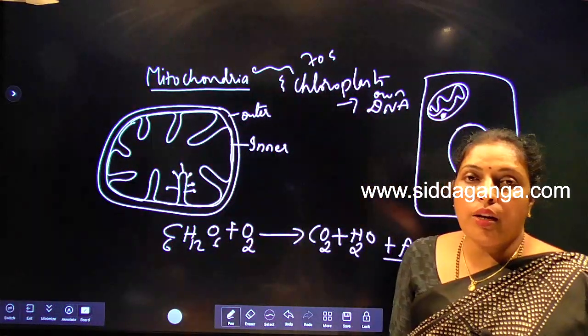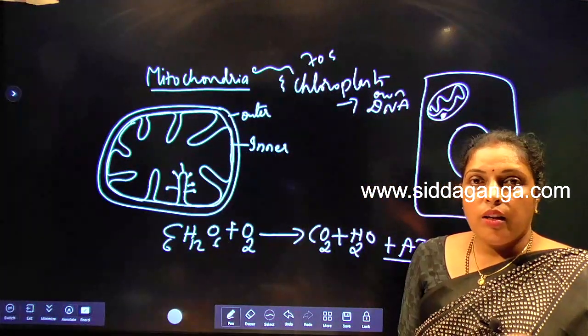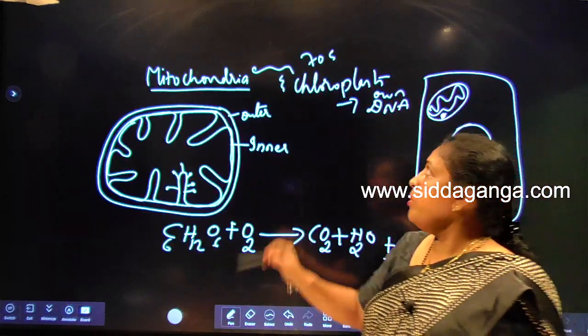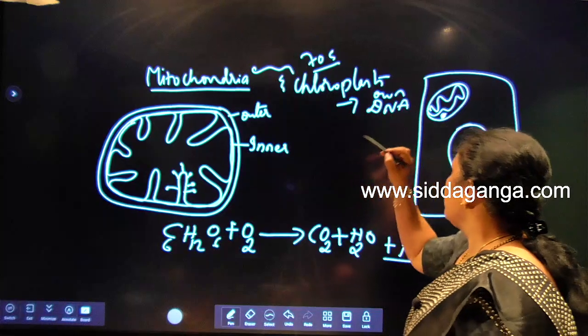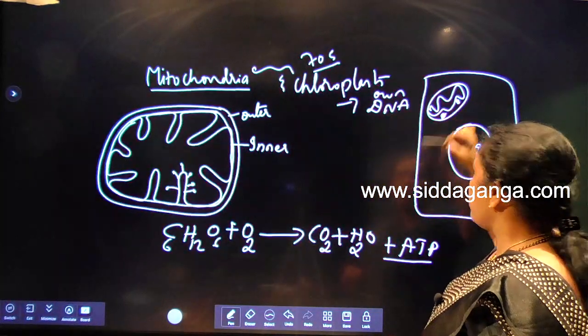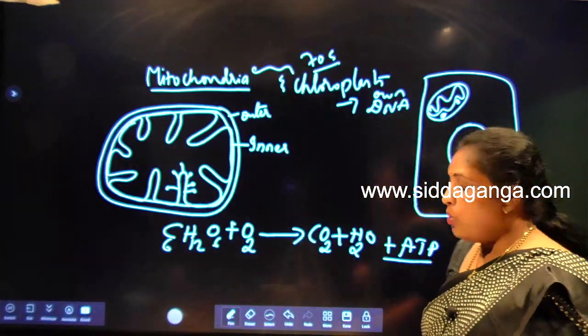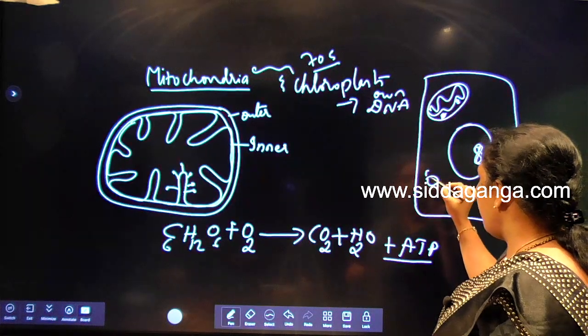In prokaryotes, we see ribosomes that are 70S. The same ribosomes are seen in mitochondria and chloroplast, inside the mitochondria and chloroplast. Whereas in eukaryotes, the ribosome is 80S.